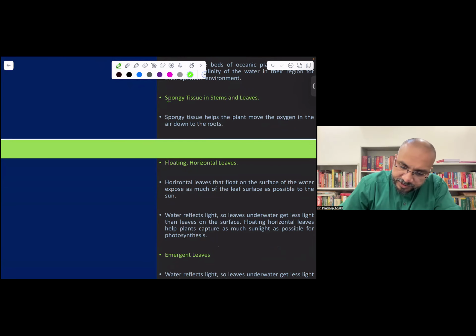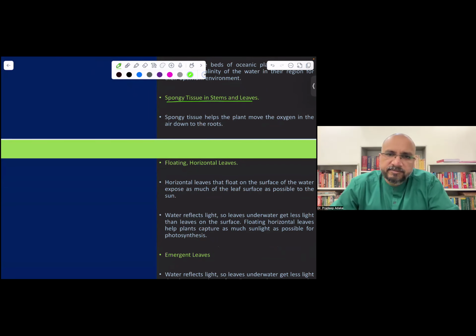Now, spongy tissue in the stem and leaves keeps them floating. This is called aerenchyma. Spongy tissue helps the plant move oxygen and air down to the root, in plants that are submerged or partly submerged. Part of the plant is above the water, part is below. For example, in rice, when we grow paddy in submerged conditions, lowland paddy cultivation, we maintain submerged conditions and grow the paddy in standing water.